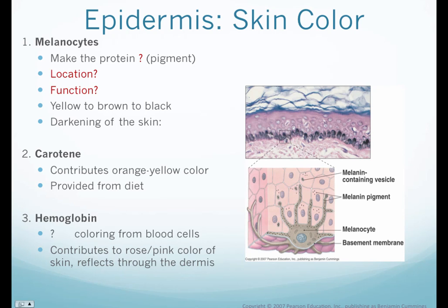Now let's go over skin color a little further. What gives rise to the majority of your pigmentation is going to be your melanocytes, and they make the protein melanin. And which layer do we find this in again? Good, stratum basale. And for those of you who said germinativum, good for you too.